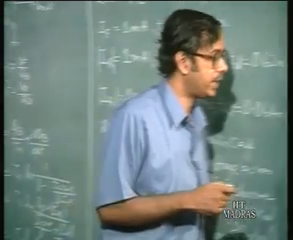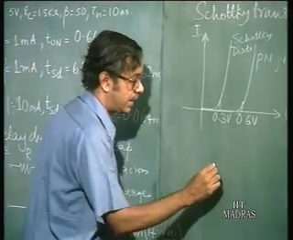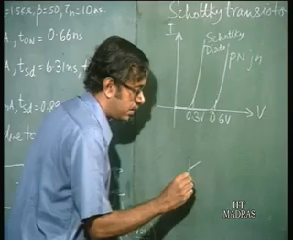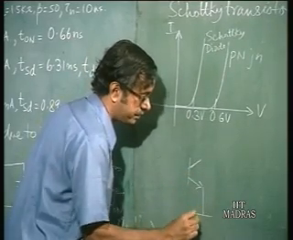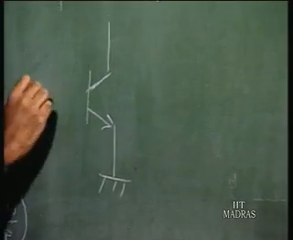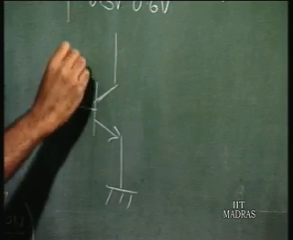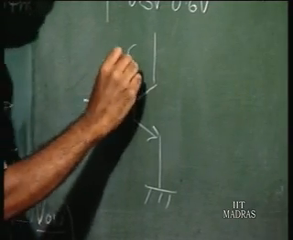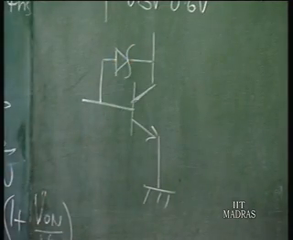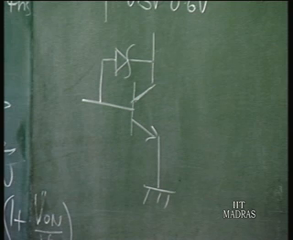A Schottky transistor is something like this. You have a normal transistor, say, and between the base and the collector you have a Schottky diode. Now, what happens?